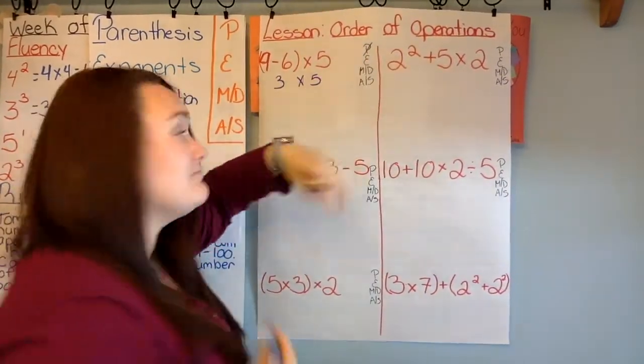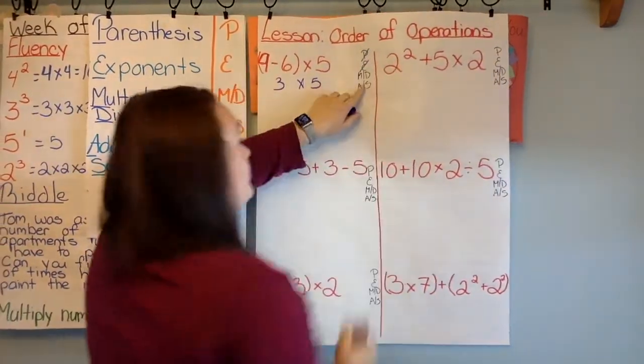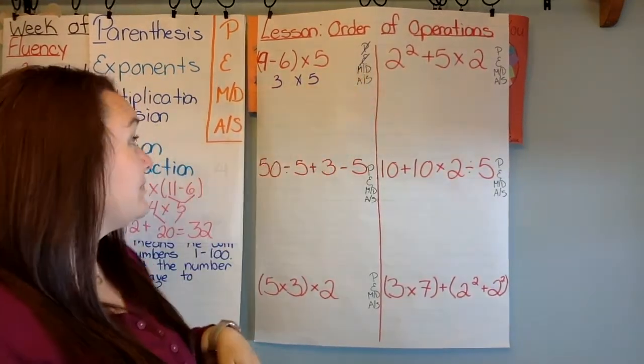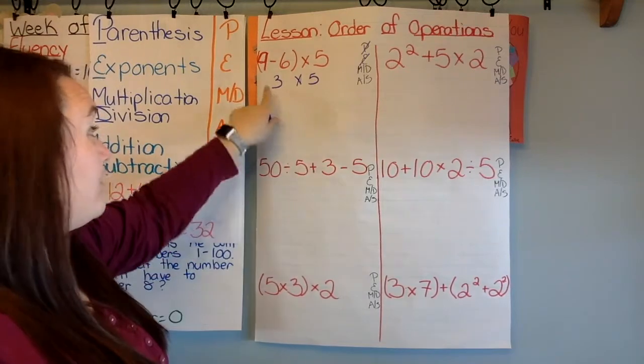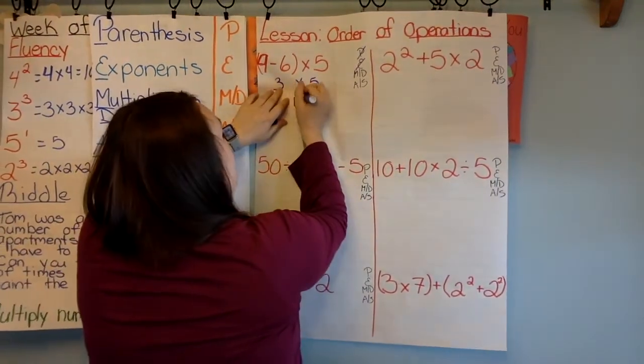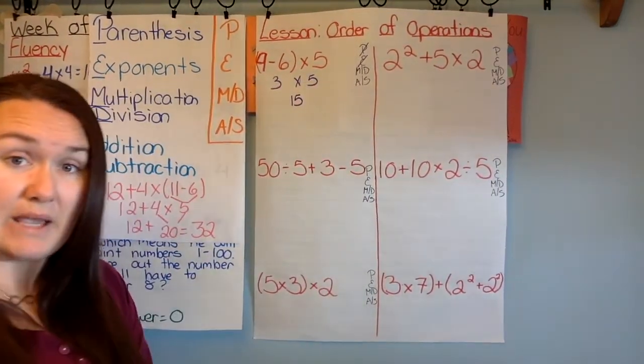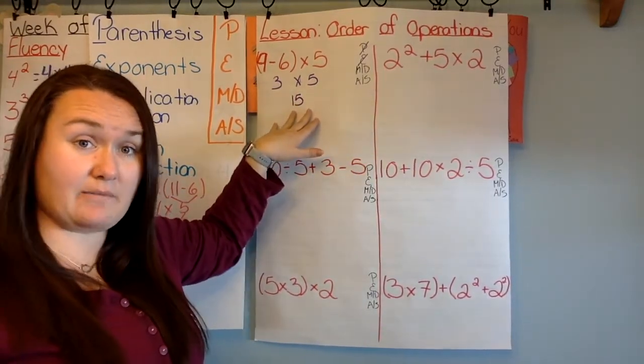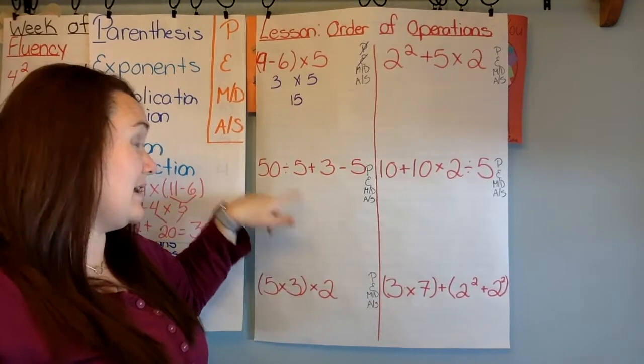Exponents, do I have any? No, so I'm going to cross that out. So going from left to right, do I have multiplication or division? I do. I have multiplication, so I'm going to solve. So 3 times 5 equals 15. Now I'm done. So I don't have to do the rest because I've completely solved my problem, so I can move on to my next problem.